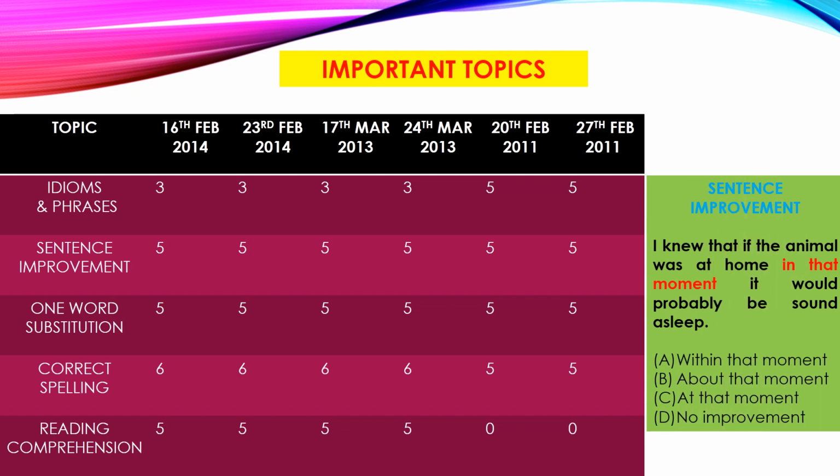Sentence improvement. In this type of question, a sentence is given in which a few words will be underlined. Corresponding to those words, a few options will be provided. You have to choose the most appropriate option which when it replaces that underlined word, fits perfectly in the sentence. If none of the options are correct, then your solution will be option D, no improvement. For example, if the question is, I knew that if the animal was at home in that moment, it would probably be sound asleep. So if we replace in that moment by at that moment, then it will be more perfect there. So our option will be option C.